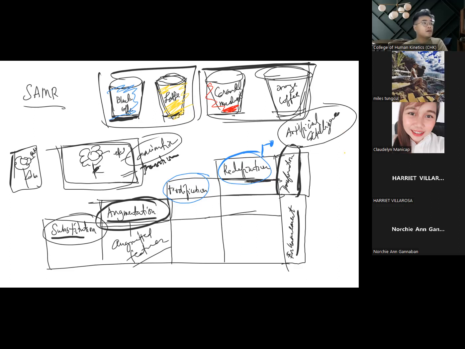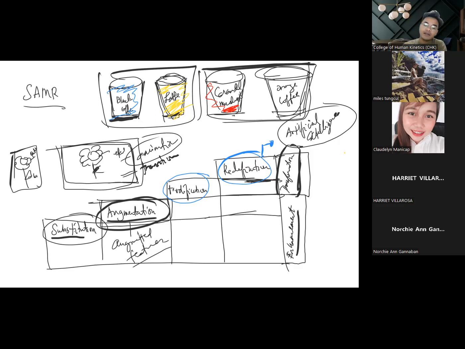Yung example last time, kung saan yung mga estudyante sa China ay gumagamit ng headband na natatrack ni teacher kung nag-iisip ba yung bata o hindi, o attentive ba yung bata o hindi. So the use of artificial intelligence is redefining how we actually teach our students. So basically, the clearest difference between modification and redefinition is that redefinition makes things that seem to be impossible possible now. The use of artificial intelligence, online learning, for example, distance learning is redefining education.